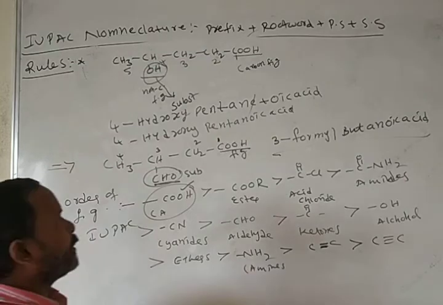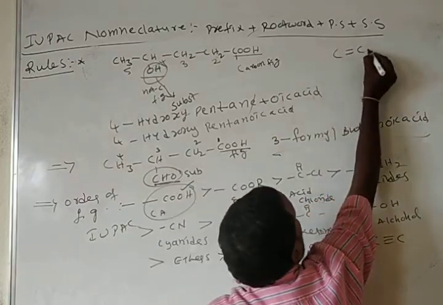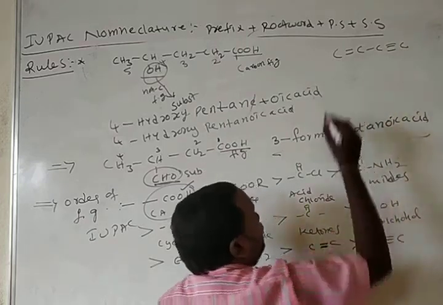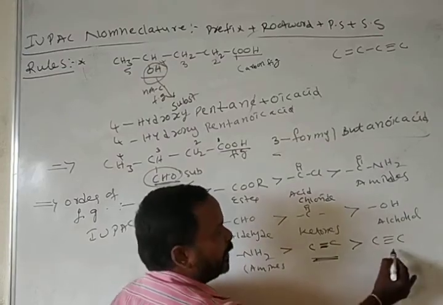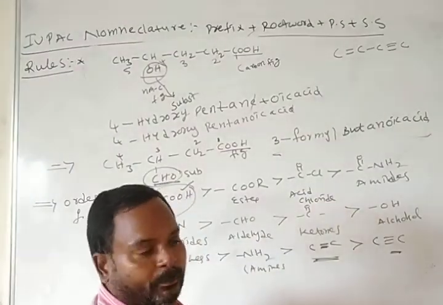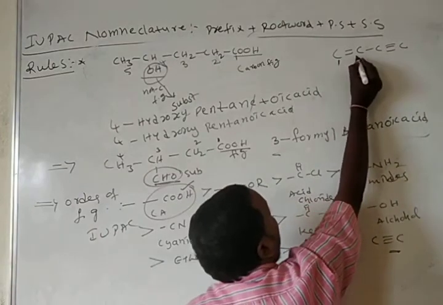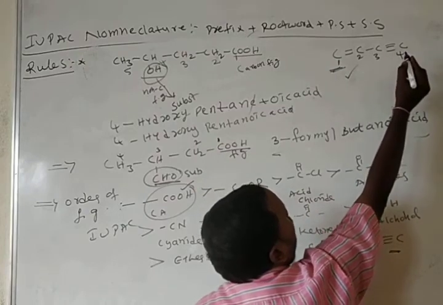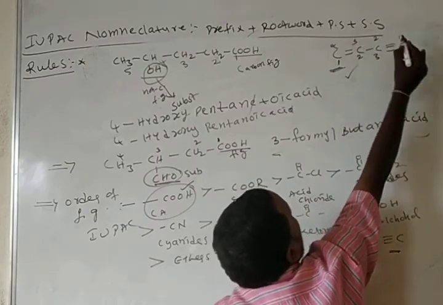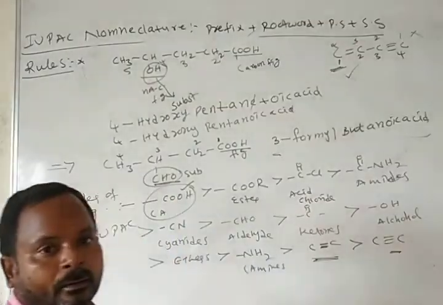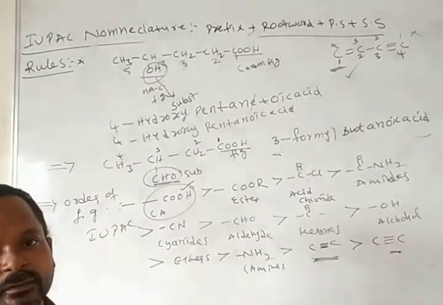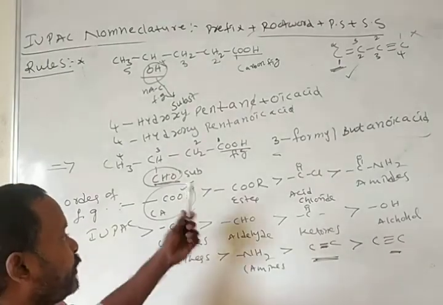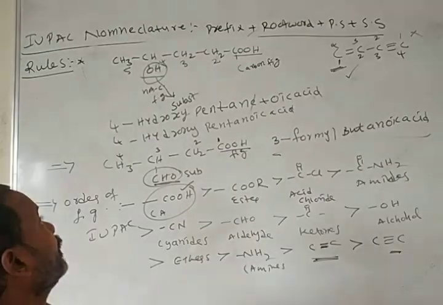If a double bond and a triple bond are both there, the double bond is the more preferable group than the triple bond. So give the numbering from the double bond side: 1, 2, 3, 4. The first carbon goes to the double bond, this is the right way. Don't number it the other way. These are some important rules for writing an organic molecule, and this is the priority order.